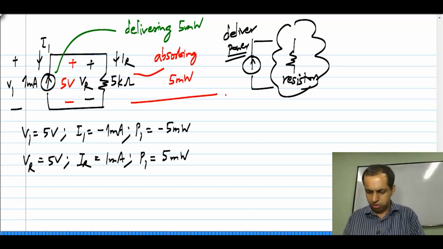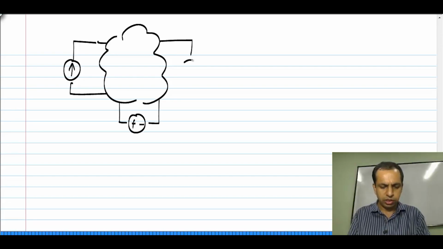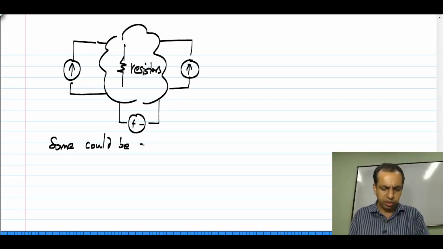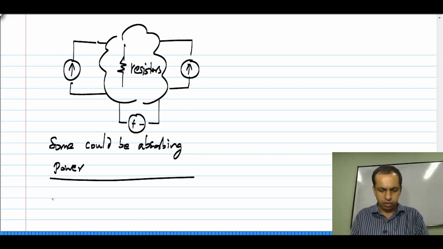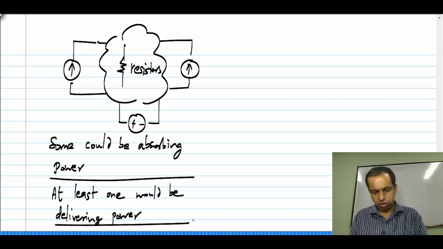On the other hand, if you have multiple sources, and I will show both voltage and current sources, if you have multiple sources connected to a network with only resistors, then some of these sources could be absorbing power, and at least one of them would be delivering power. So, this is very much possible.